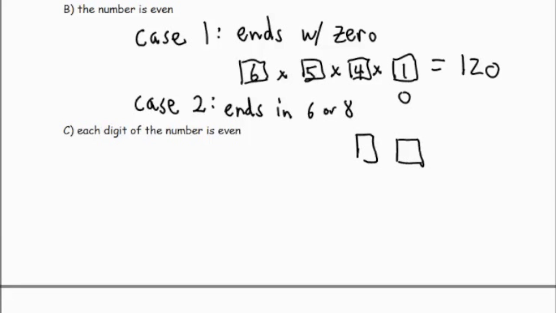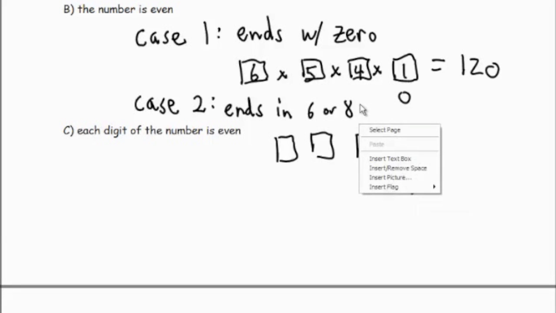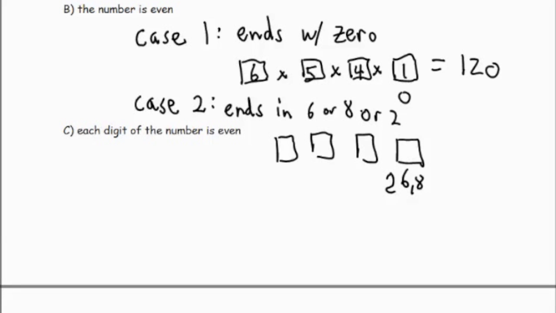Now in this case, we have 6 or 8 here. So there are 2. Whoops, I'm missing one, aren't I? Or 2. Missed that one. So there's 3 here.